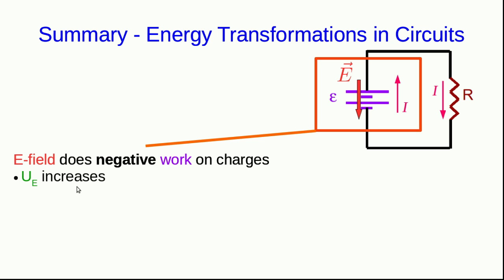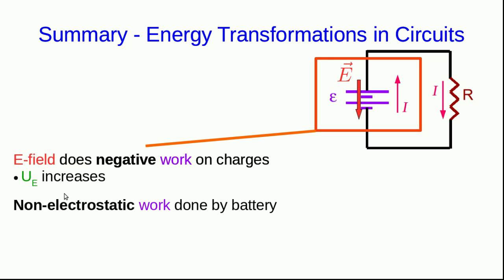Well, that energy can't have come from nowhere. And what's going on, as we know, is that the battery is doing non-electrostatic work. We can quantify that as a work per unit charge, as an EMF, but ultimately what's happening here is that chemical energy is being converted into electric potential energy in the battery.